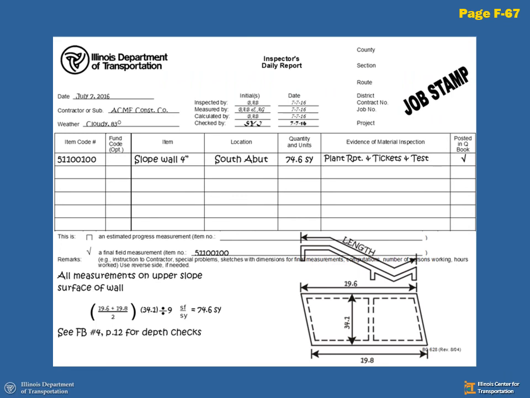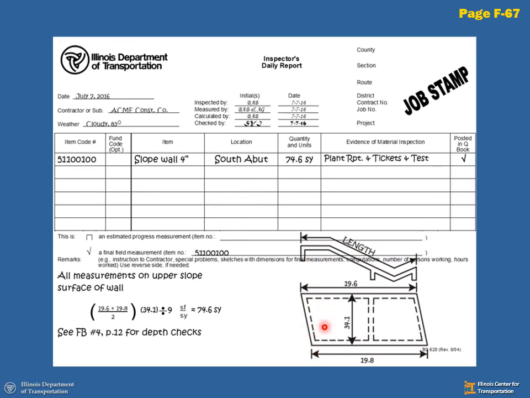On page F67, right there, we have another IDR representing our slope wall construction. Here we have our pay item number. Slope wall, 4 inches. So we need some depth checks that tell us it was at least 4 inches thick. It was on the south abutment. Down here we have our measurements.